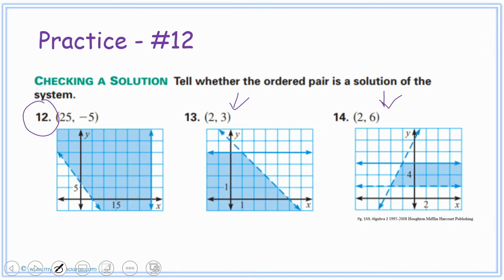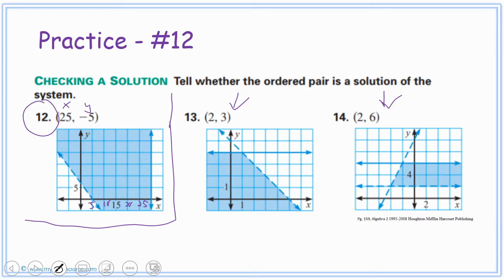Alright, so here they show you a system of inequalities for number 12. And we want to see if negative 5, 25 is one of them. Well, our x is 25. Right? And where is 25? Well, let's see how this is going up. This is 15. 1, 2, 3. So that means it's going by 5, 10, 15, 20, 25. So we see on the x-axis, 25 is included, right?